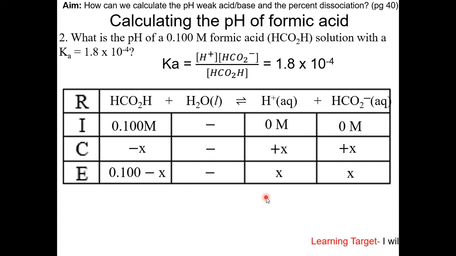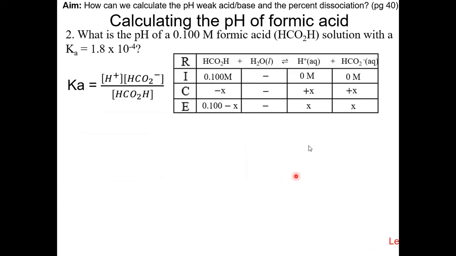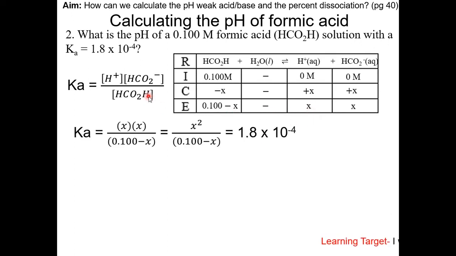Now we have to solve for x to get the concentration of the hydrogen ion. So we plug in the equilibrium concentrations into the Ka equilibrium expression.